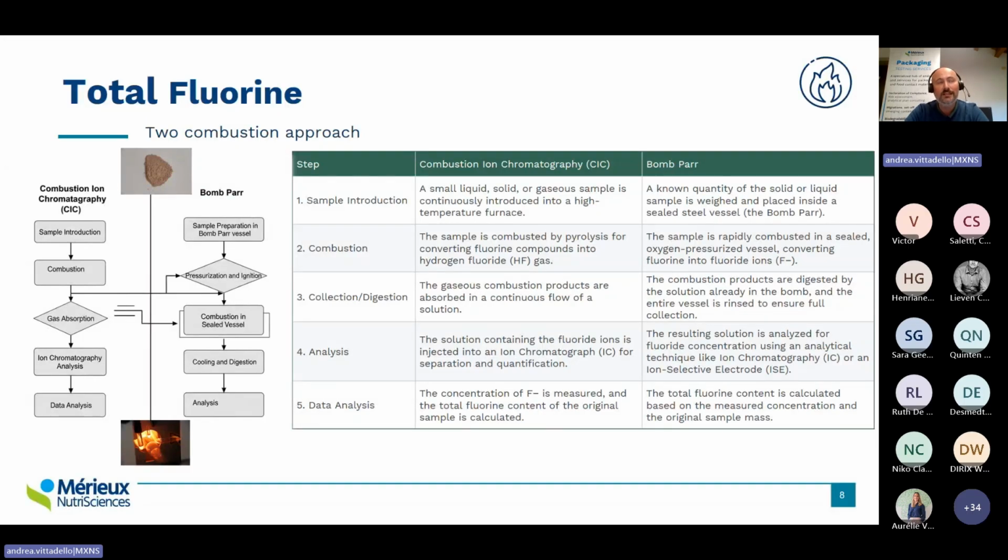The two big techniques are the CIC analysis, that is combustion ion chromatography. What does it mean? Combustion, absorption, and determination by ion chromatography, or bomb combustion with oxygen under a high level of pressure. And the fluorine released will be investigated with different techniques, from ion chromatography to GC-FID, for example, after derivatization. Why is it important when you make total fluorine to make combustion? Because the link, the bond, between fluorine and carbon is so strong.